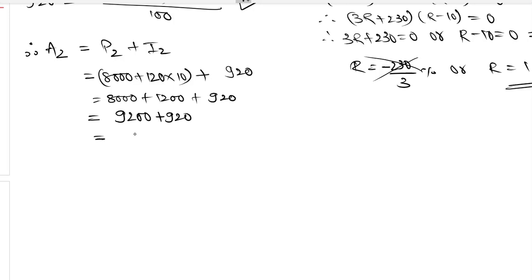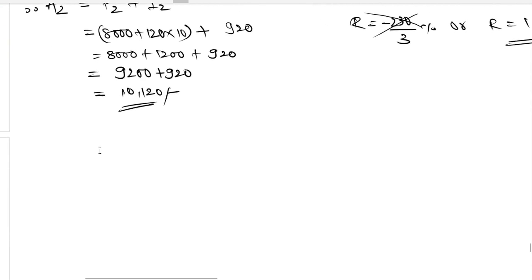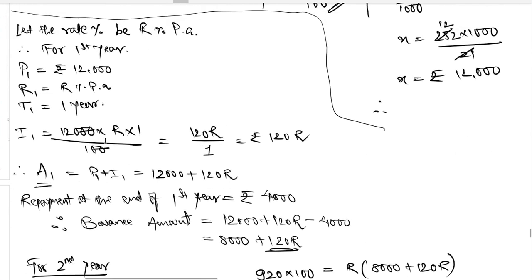8000 plus 1200 will be 9200, plus 920. This will be 9200 plus 1000 is 10,200 minus 80, 10,120 rupees. 10,120 rupees will be the amount, or debt, at the end of second year. Let's check the answer. This is question number 16 or something, right? Of 2D. 14th, no, 9th. 9th.